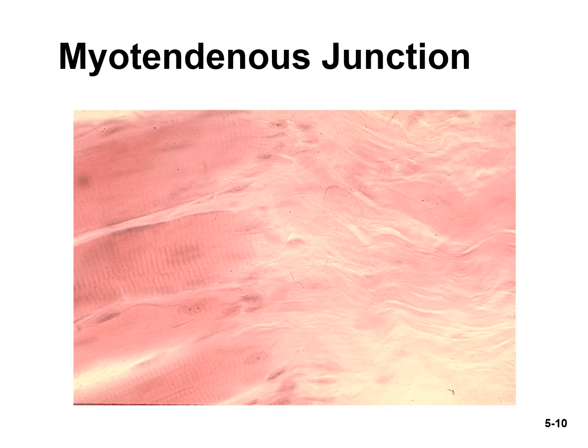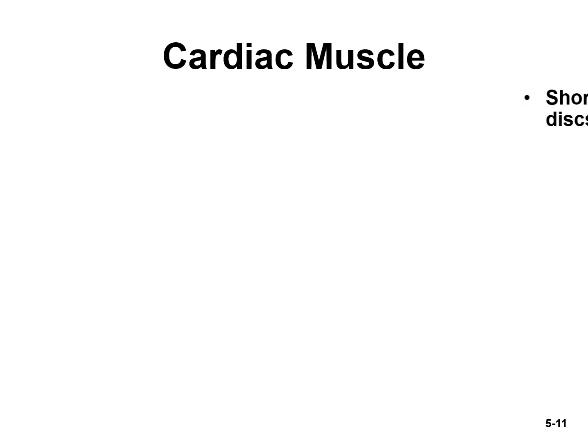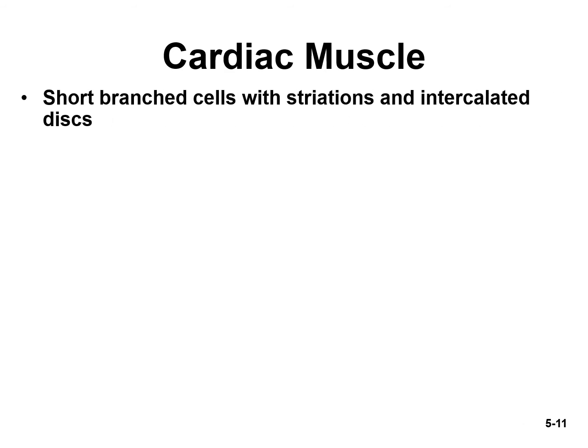And then this is a myotendinous junction, so the junction between a skeletal muscle fiber and a tendon that will join a skeletal muscle to a bone. Okay, cardiac muscle. With cardiac muscle, we have short branched cells with striations and intercalated discs.